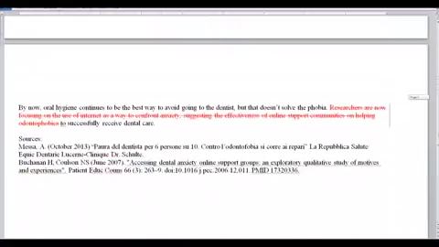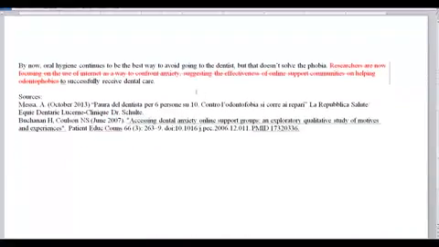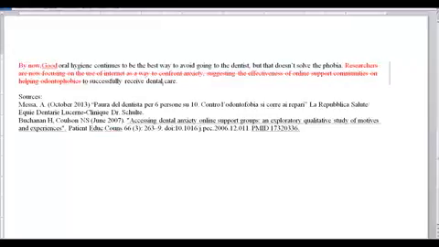And then finally, we will need some kind of concluding paragraph. Again, the concluding paragraph may depend a little bit on what is the actual focus, the theme of this essay. But I like this sentence here: Oral hygiene continues to be the best way to avoid going to the dentist. Making that point, I think, is important. I wouldn't say by now, but maybe good oral hygiene continues to be the best way to avoid going to the dentist, but that doesn't solve the phobia.